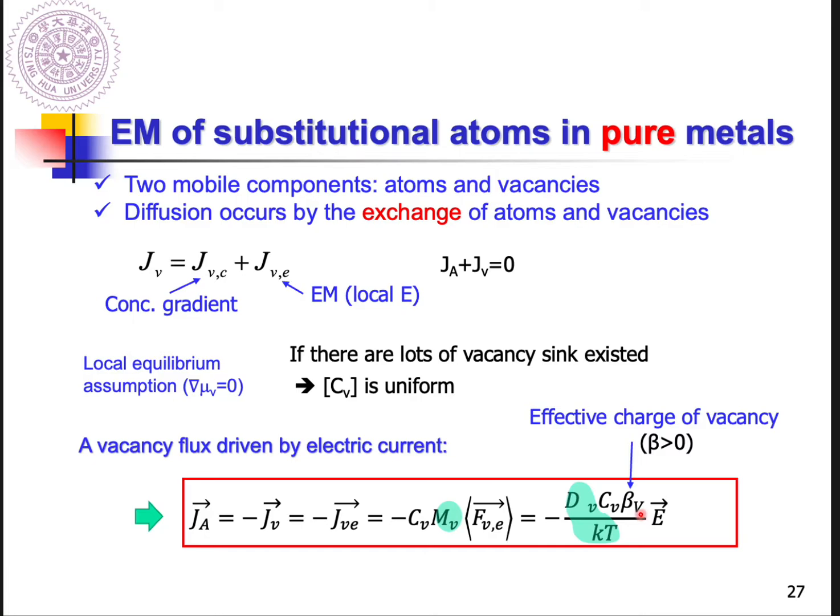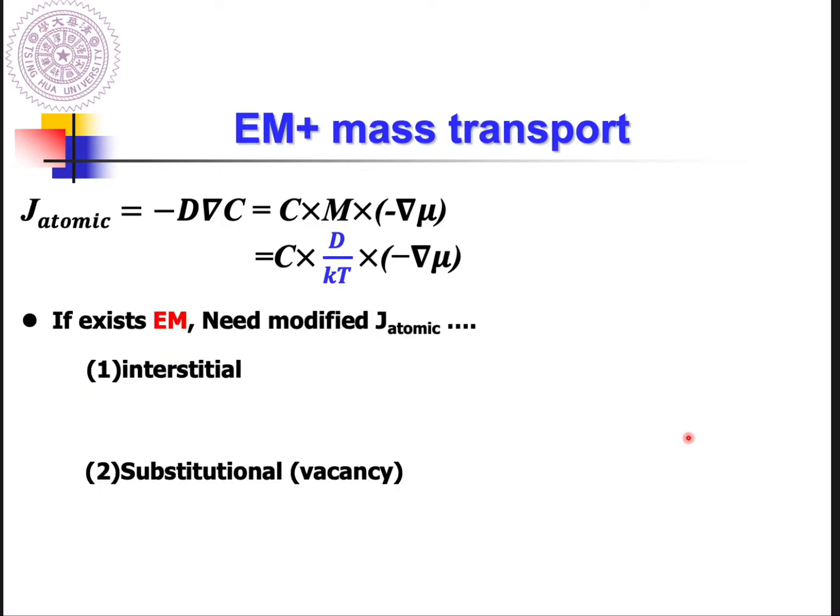So the sign will be different, but the value will be the same. Here, beta V has the same value as beta, but a different sign, because the different sign means the moving direction. If your atoms move to the anode, the vacancies move to the cathode. That's why beta is usually positive here.